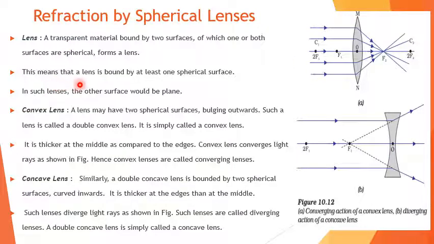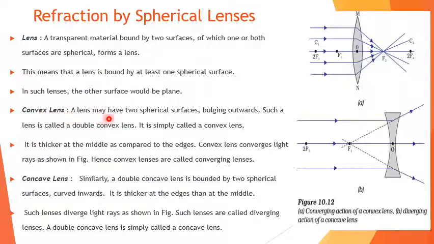This means that a lens is bound by at least one spherical surface. So at least one spherical surface has to be there. In such lenses, the other surface would be plane. It depends; it can be plane, or it may not be plane, depending on the requirement, how we want the lens. And one more thing, it is transparent, meaning we can see through it. From one side we can see what is there on the other side of the lens. Now let us study the convex lens.